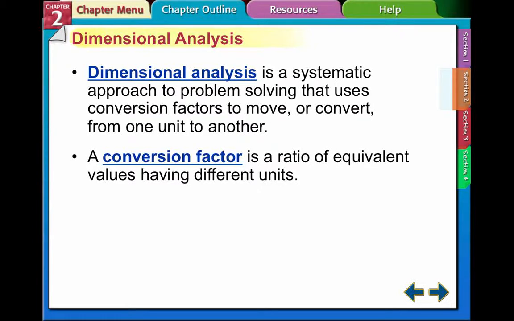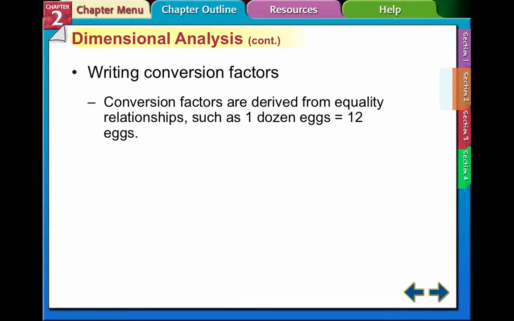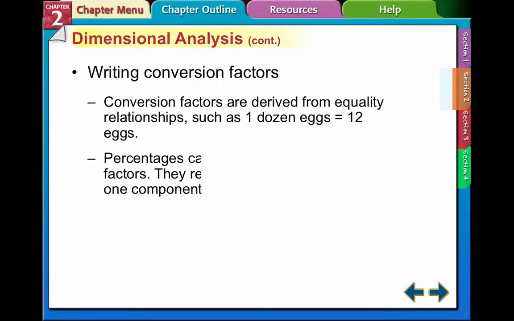Okay, dimensional analysis is a systematic approach to problem solving that uses conversion factors to move or convert from one unit to another. A conversion factor is a ratio of equivalent values having different units, such as 12 inches equals 1 foot. So you write your conversion factors out. Conversion factors are derived from equalities such as 1 dozen eggs equals 12 eggs.